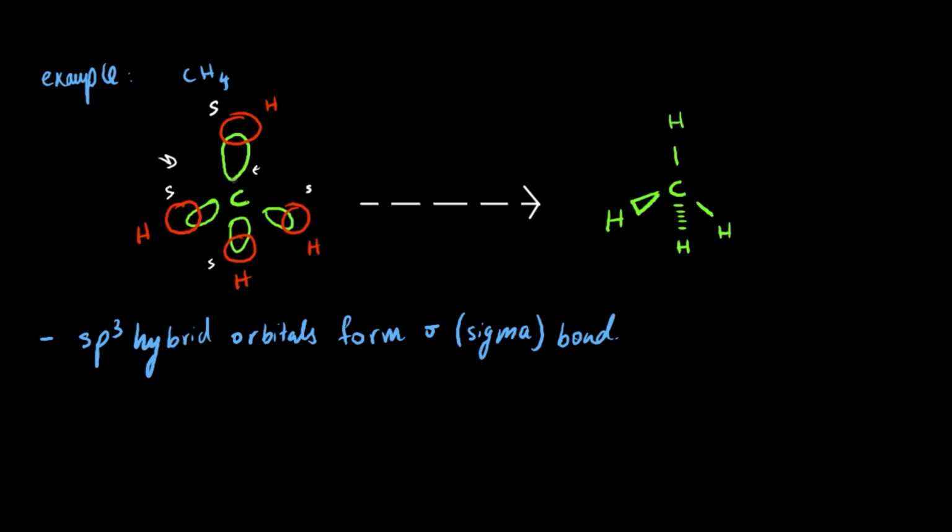The sp3 hybrid orbitals bond with the s orbitals of the hydrogen, and that forms this 3D structure of methane. A point to note is that the sp3 hybrid orbitals form single covalent bonds, which are also called sigma bonds. There are no pi bonds in this. Pi bonds are something we'll be discussing in a later video. So an sp3 hybrid orbital will only form sigma bonds, or single bonds. That is all for this video. Thank you.